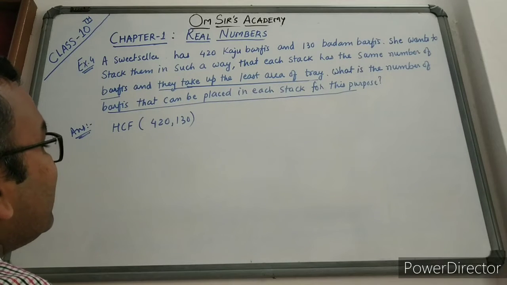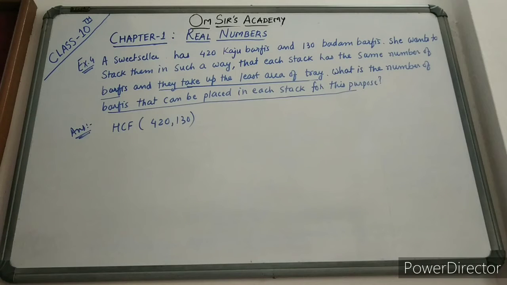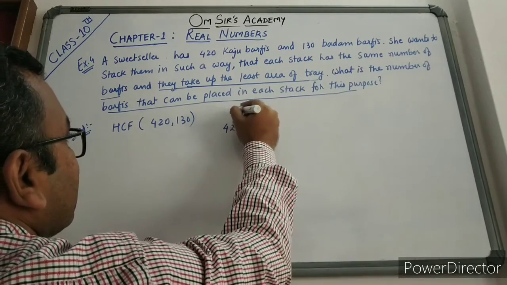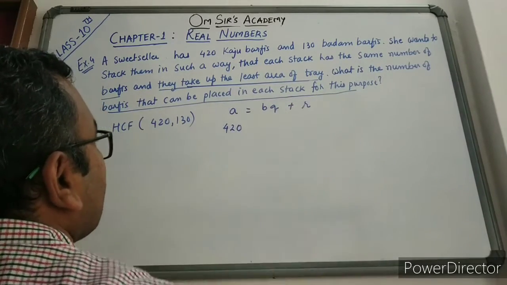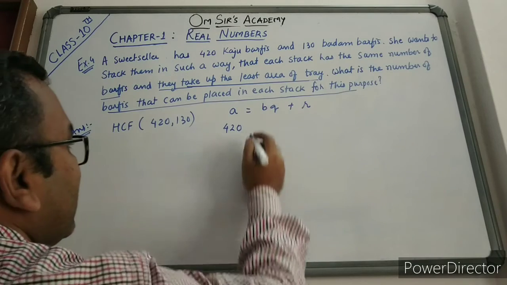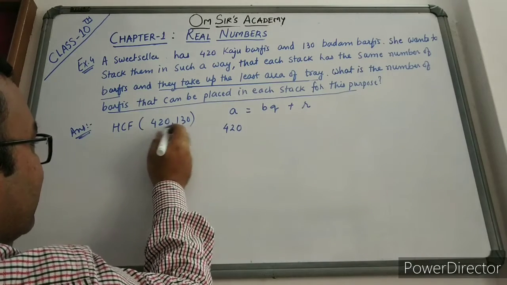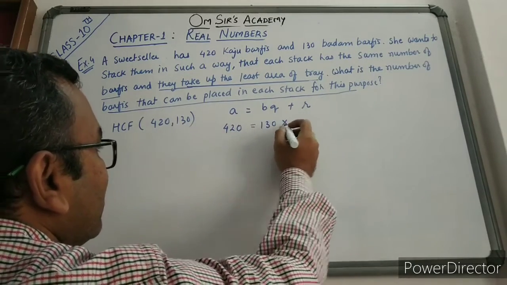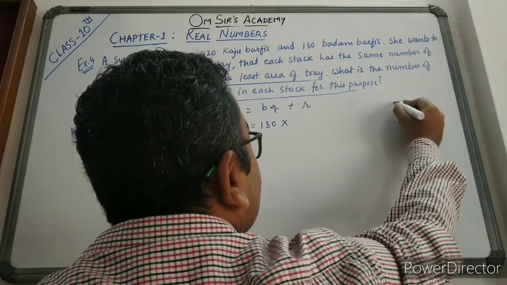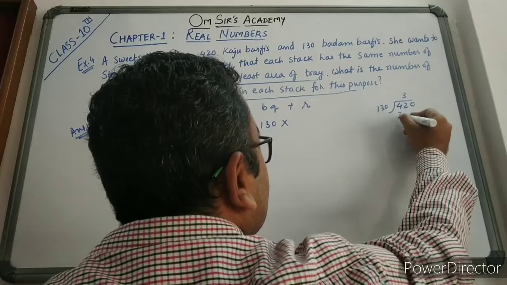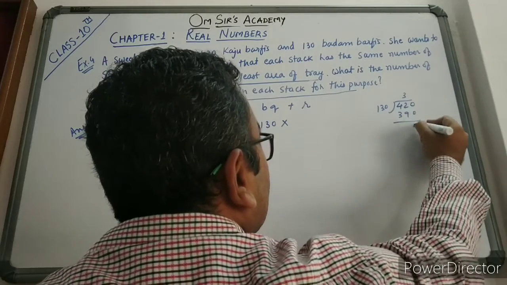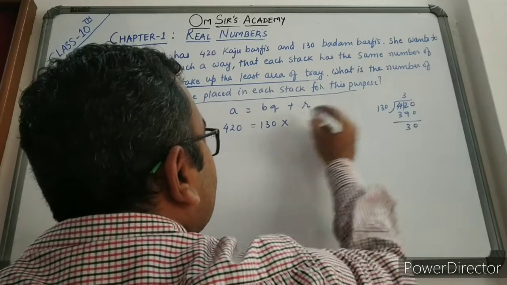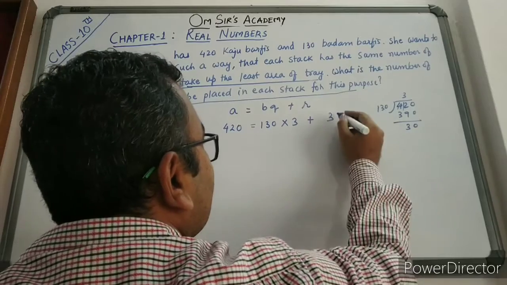Okay, so we will solve this by Euclid's division algorithm. What is Euclid's division algorithm? A equals BQ plus R. Instead of A we take the greater number out of these two, 420 equals B, and instead of B we take 130, into Q. So what will be my Q? 420 divided by 130. 13 3s are 39, so 42 minus 39 is 3. So the quotient is 3 and the remainder will be 30.